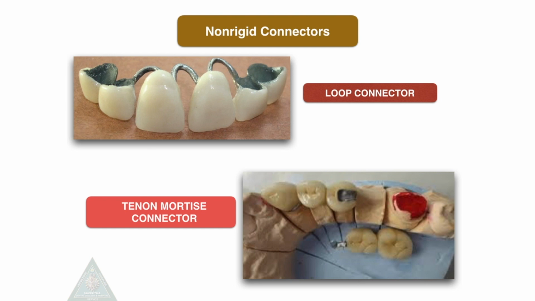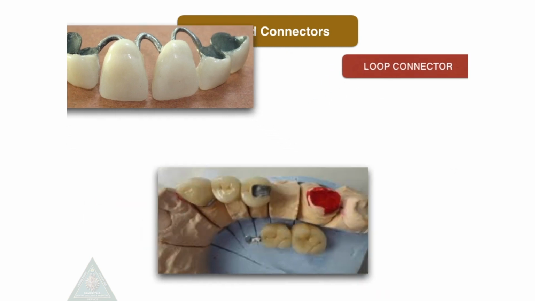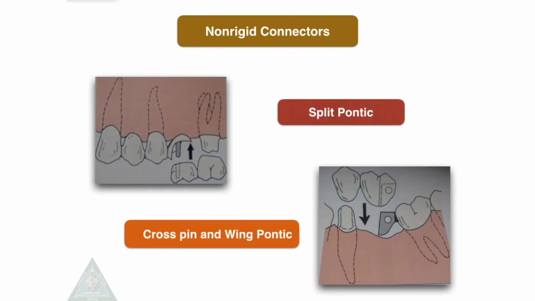The first design happens to be the loop connector, which is mainly indicated in cases of midline diastema and spacing. The second variation is a tenon and mortise. Tenon is the projection and mortise is a slot. This is a split pontic. This has got two segments, the mesial half and the distal half. The mesial half has got a projection, the tenon, and the distal half has got a slot, the mortise.